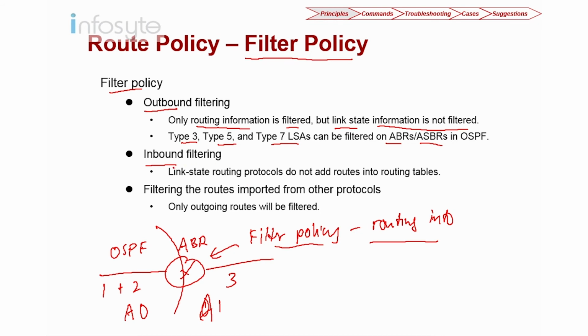Now, we also can implement filtering for inbound. So again, link state protocols do not add routes into the routing table. So basically, when you configure the filter policy, the information that you filter will not go into the LSA, but the link state information will still be allowed to pass through.